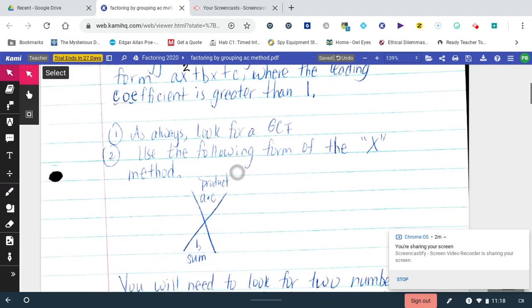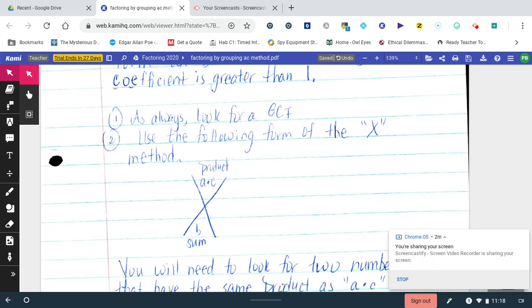All right, so number 1, again, I said always look for what first? So we're always going to be looking for a GCF first, okay? Always. Then what you'll do is proceed to step 2. Use the following form of the x method.